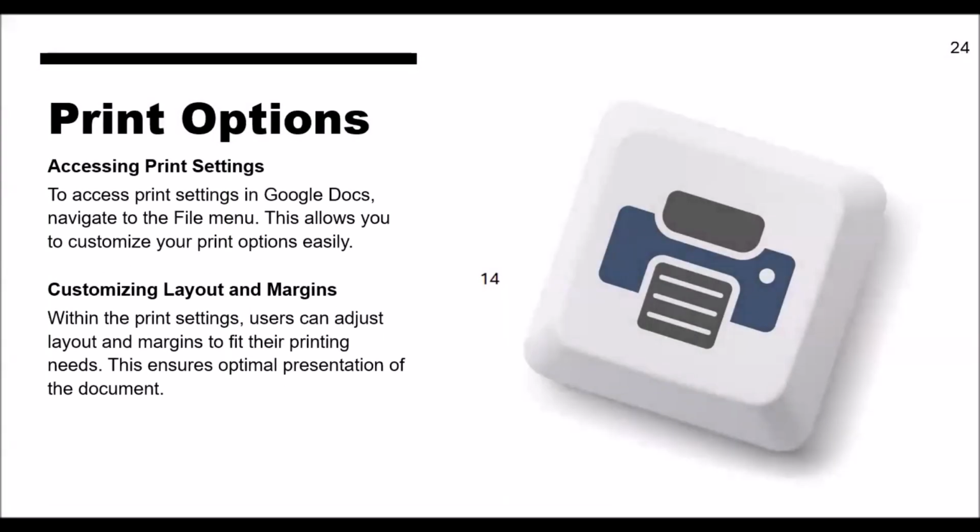So the print option is basically just like any other program or app. To access the print settings in Google Docs, navigate to the File menu in the upper left corner, and choose Print. Within the print dialog box, you can make the changes to have it print out the way you want it to.